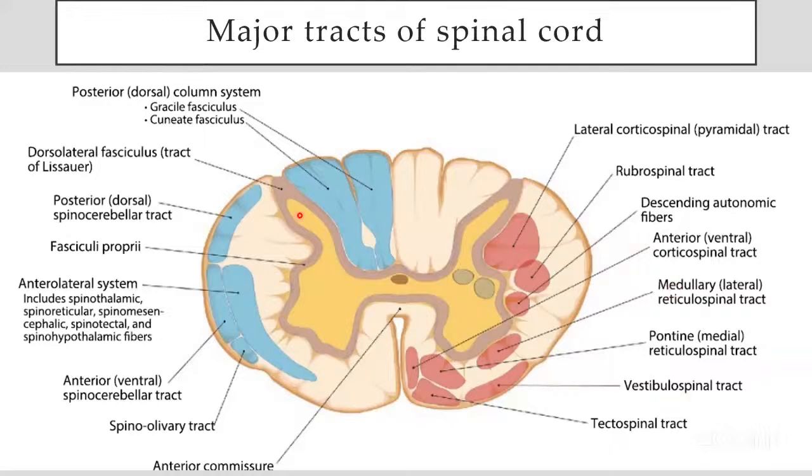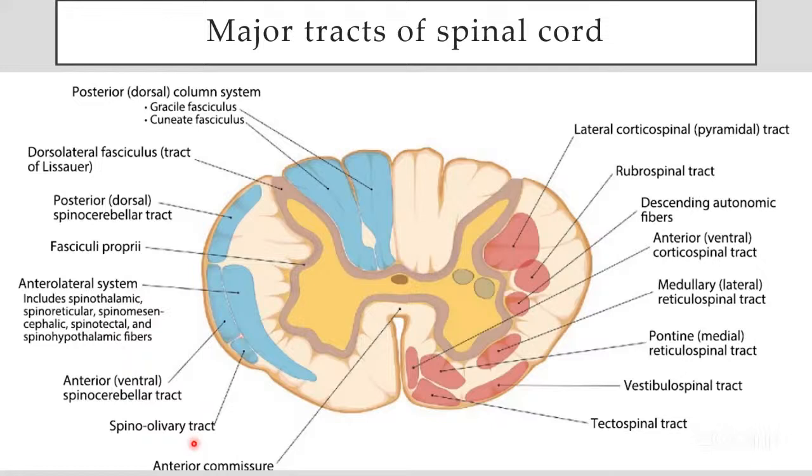While the major ascending fibers are the posterior column, which comprises fasciculus gracilis and fasciculus cuneatus, the dorsolateral tract of Lissauer, and the spinocerebellar tract, which is divided into two parts, that is the anterior spinocerebellar tract and the posterior spinocerebellar tract. The anterolateral system, that is the spinothalamic tract, includes the spinothalamic, spinoreticular, spinomesencephalic, spinotectal, and spinohypothalamic fibers.